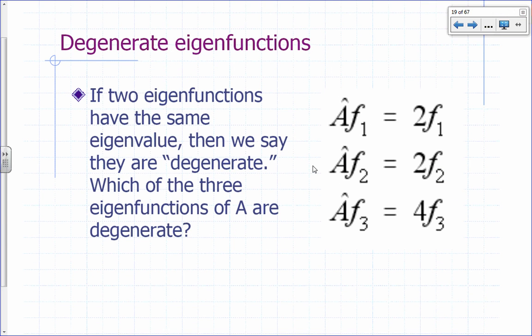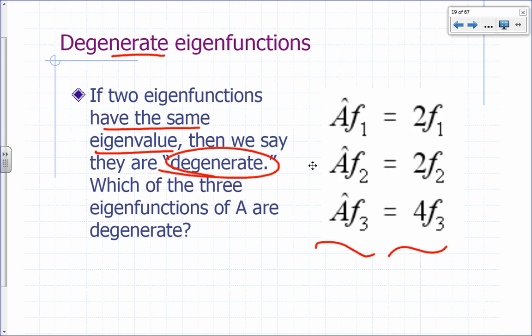So let's talk now about degenerate eigenfunctions. What do we mean by degenerate eigenfunctions? Well, if two eigenfunctions have the same eigenvalue, then we say that they are degenerate. So here's a simple example. Which of the three eigenfunctions of A are degenerate? First of all, why do we say that f1, f2, and f3 are eigenfunctions of operator A? Because when you apply operator A on those functions, you get back a constant, right?